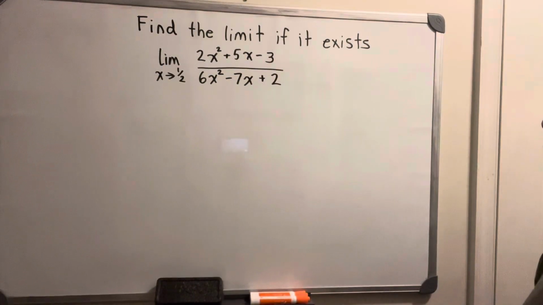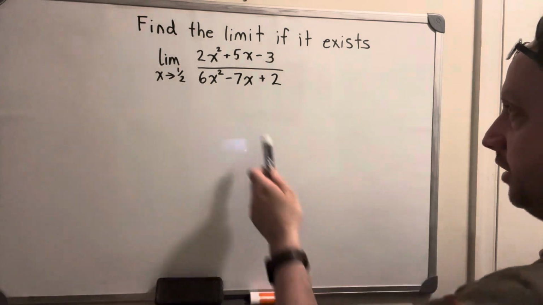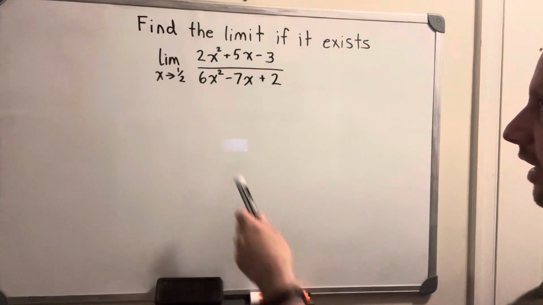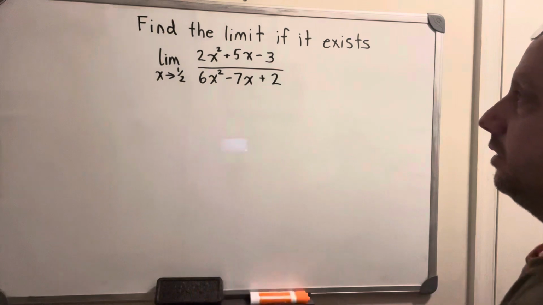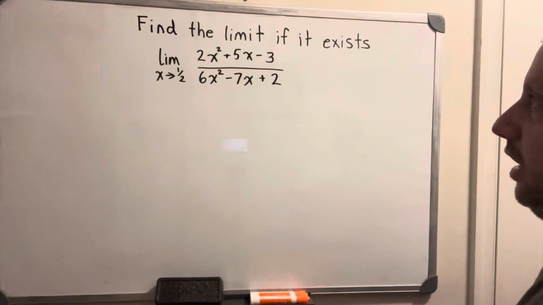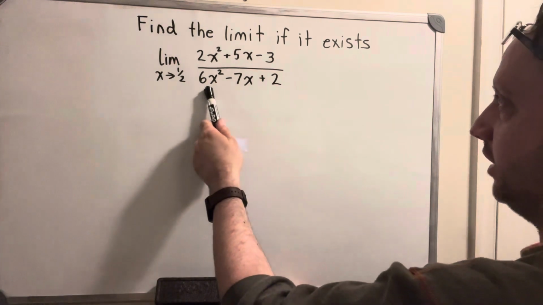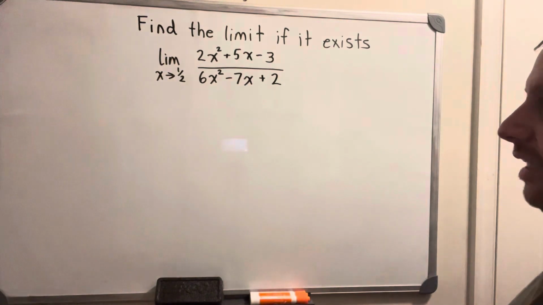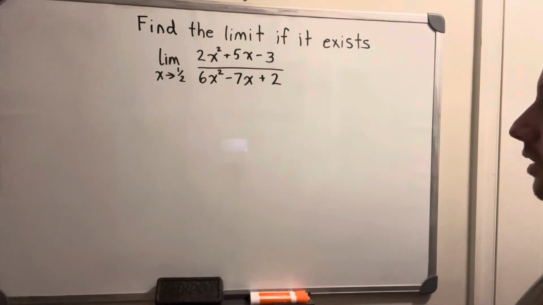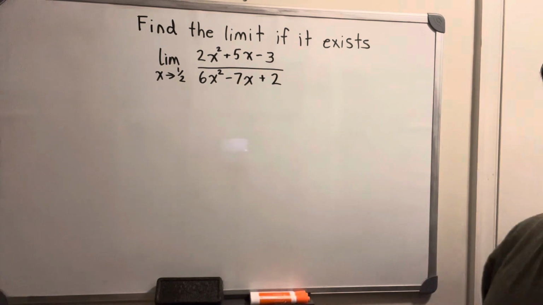There's a theorem about rational functions, which are quotients of polynomial functions, that says if the polynomial in the denominator does not equal 0 at the given limit, then the limit of the rational function is the value of the function at the limit. But unfortunately, if you plug in x equals 1/2 to 6x squared minus 7x plus 2, you find that it does equal 0 at that point. So you can't use the rational limit theorem.